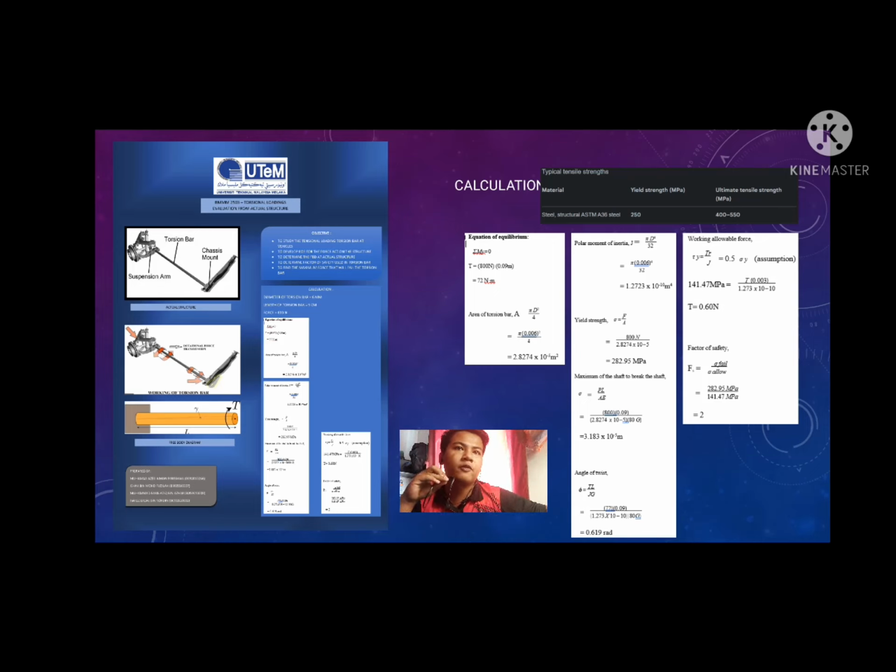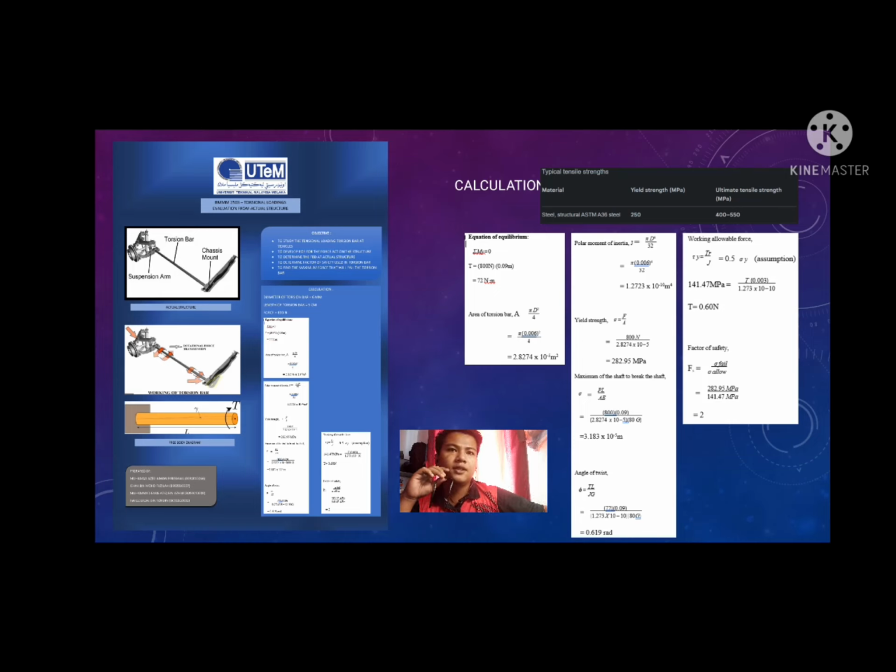After that, we have to find the area by using the area equation, pi multiplied by diameter power of 2 divided by 4. We get here 2.8274 times 10 power of -5 meter square. The torsional constant or polar moment of inertia is equal to pi times diameter power of 4 divided by 32. We get 1.2723 times 10 power of -10 meter power of 4.